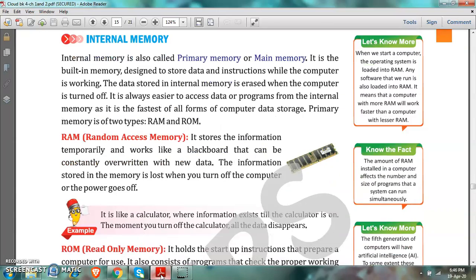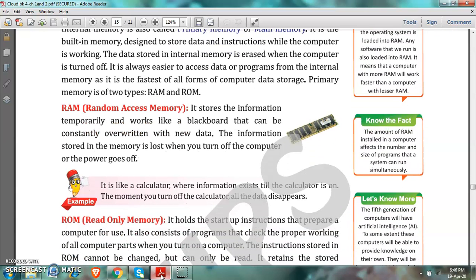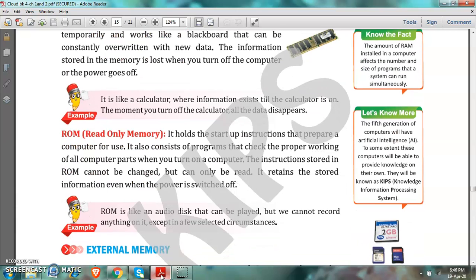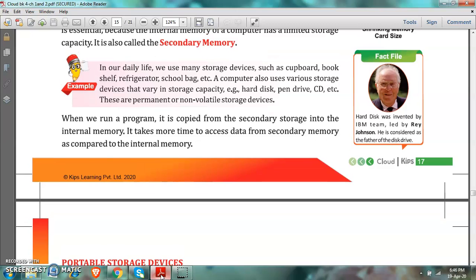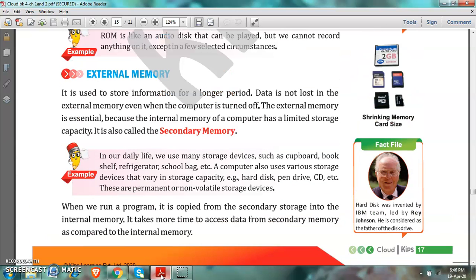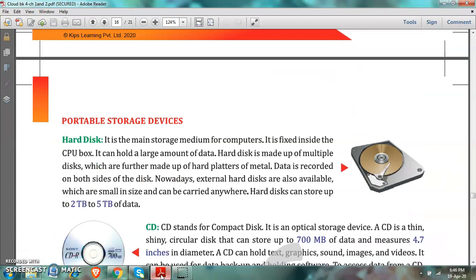So this is the time to start about the external memory. We have already taken one part about external memory. Now come to the portable storage devices, the devices which can be removed from the place where they are fixed, or which can be taken from one place to another in a very easy manner. First of all we will talk about the hard disk.